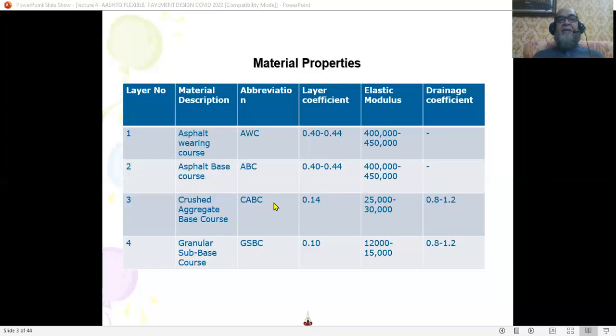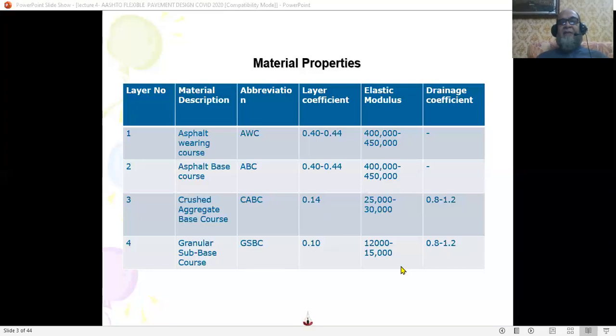The third layer we call the crushed aggregate base course. It is not bound, and the layer coefficient is 0.14 and the elasticity modulus varies from 25,000 to 30,000. Also, we define the properties of crushed aggregate base material in terms of CBR. Normally, when we design a pavement, we say 80 CBR: any material that has a CBR value of 80 can be used as this crushed aggregate base course.